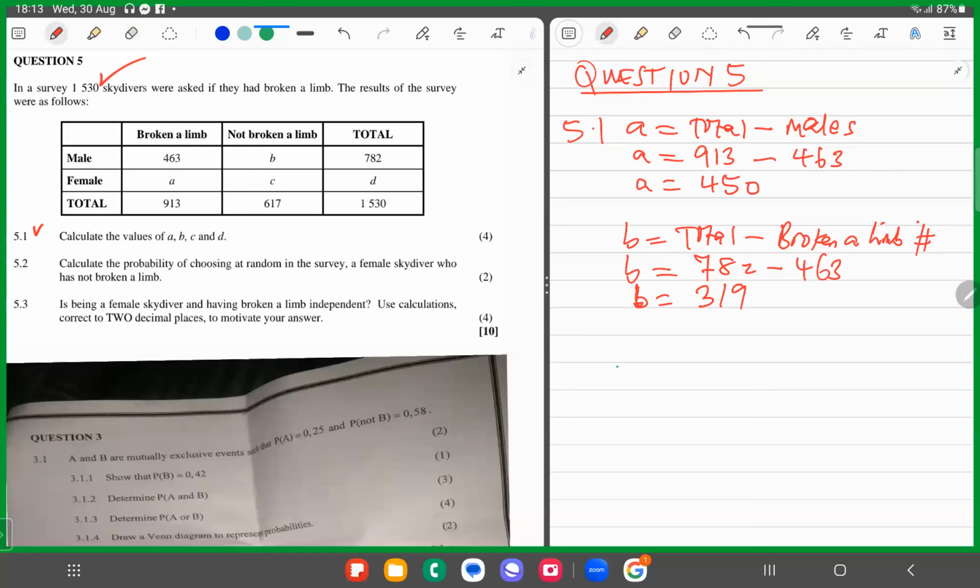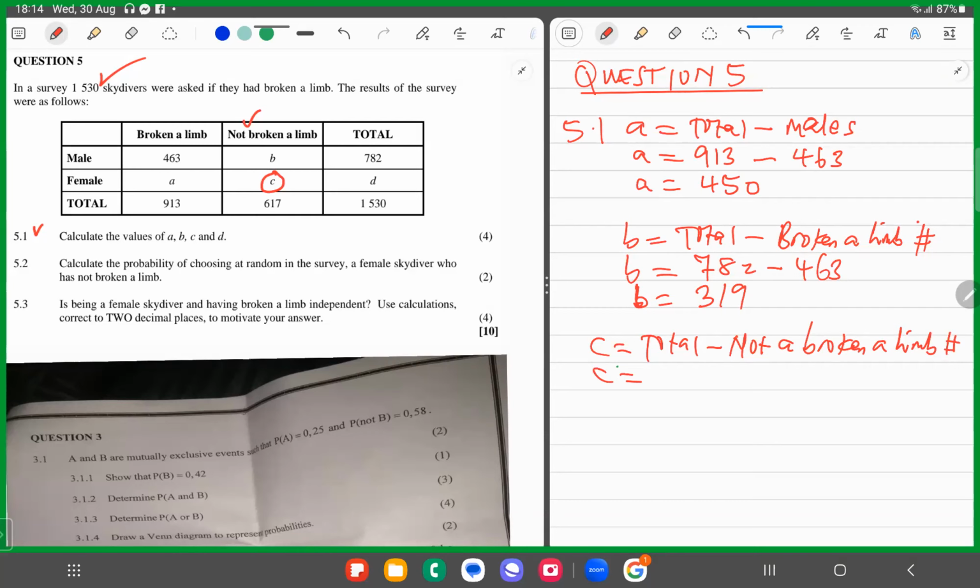Now we have C. We can see C occurs in the column of the not broken a limb. So we can use that information. For instance, we can say C is the total minus not broken a limb. These guys are skydivers. The skydivers jump off airplanes. Now they break their limbs in the process. So not broken a limb number.